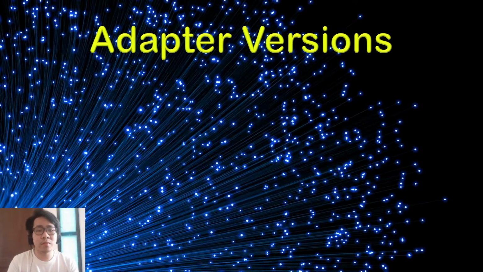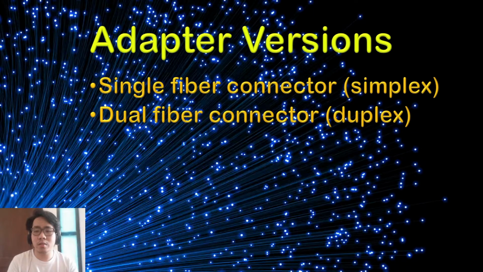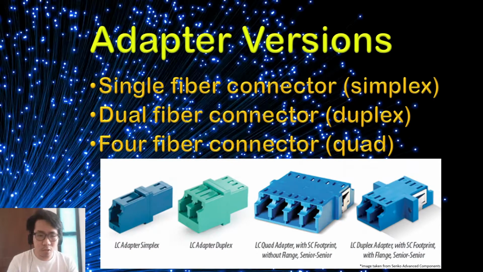We also have the fiber optic adapter versions. We have the single fiber connector or simplex, the dual fiber connector or duplex, and the 4-fiber connector or quad. These are examples of adapter versions. What we mean by simplex is that only one connector is connected to the other, while for duplex, two fiber optic cables are simultaneously connected to the other side, and this is for the quad.